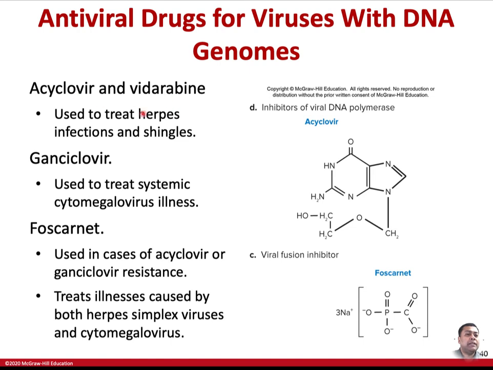These are used to treat herpes virus infection, as well as chickenpox, which is the varicella zoster virus, which is also a herpes virus, and shingles, the same virus. On the other hand, ganciclovir is used to treat the systemic cytomegalovirus illness, which is also a DNA virus. Foscarnet is like a pyrophosphate analog, and it treats the illness caused by both herpes simplex virus and cytomegalovirus, which are all DNA viruses.